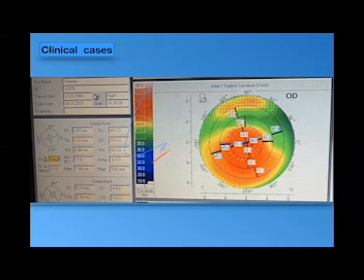This is the first case. This is a clinical case. Yeah, this is my case, one of my patients. She came to my clinic with a rapid decrease of vision, a marked diminution of vision.